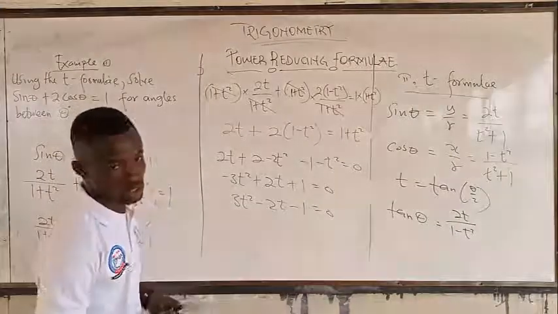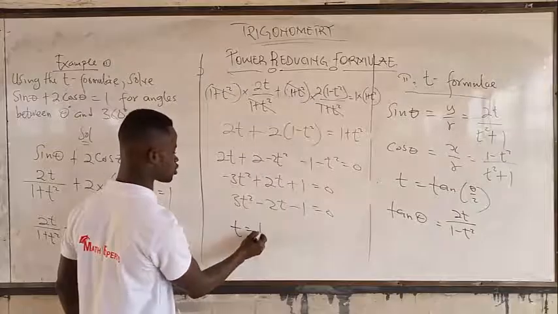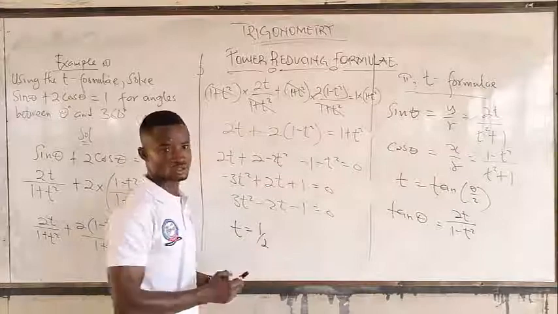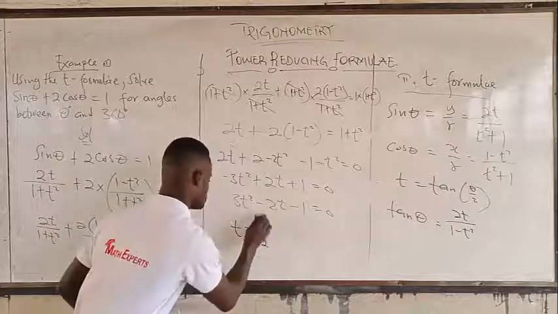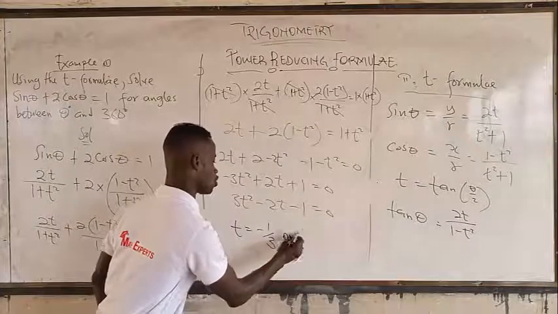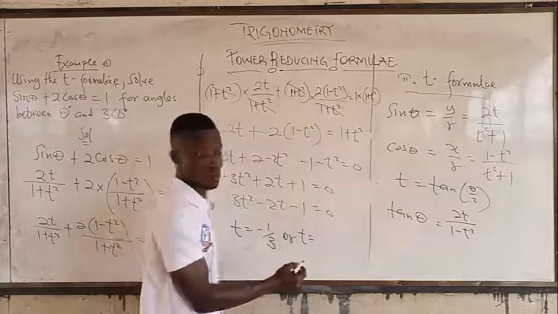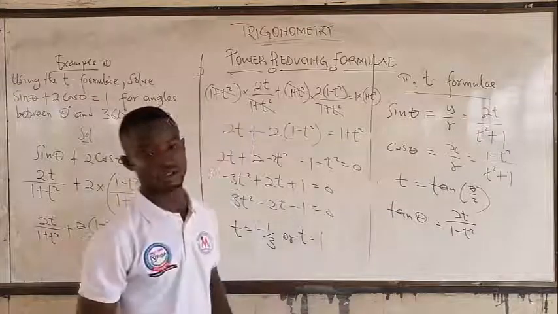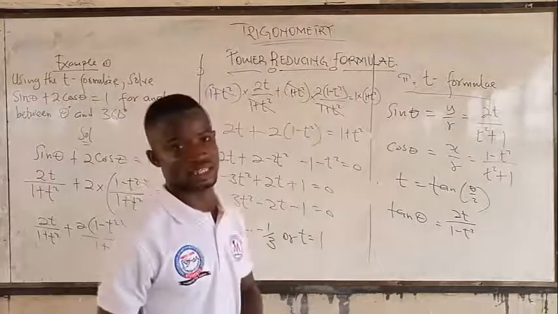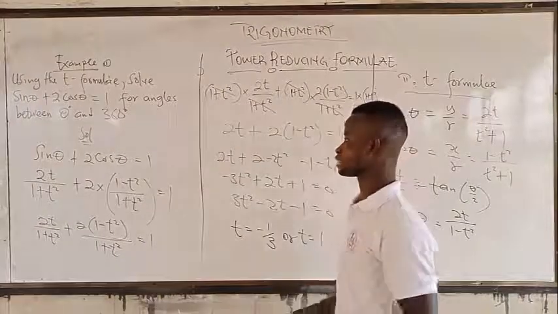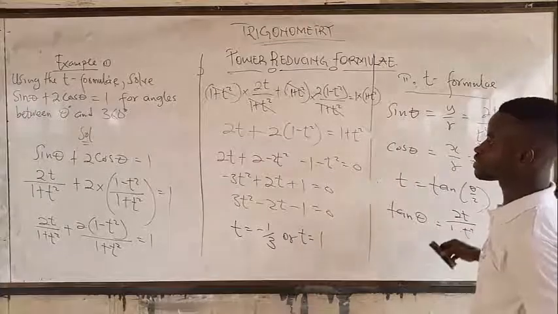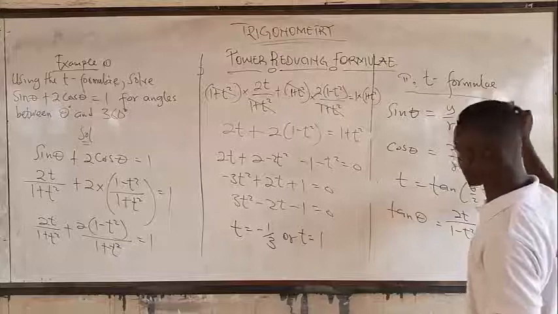Alright. So when you do that, you're going to get t equal to negative 1/3, or t equal to 1. Very good. Okay, so when you get t equal to 1, don't forget, it's not t that we are looking for, but we are looking for theta between 0 degrees and 360 degrees.